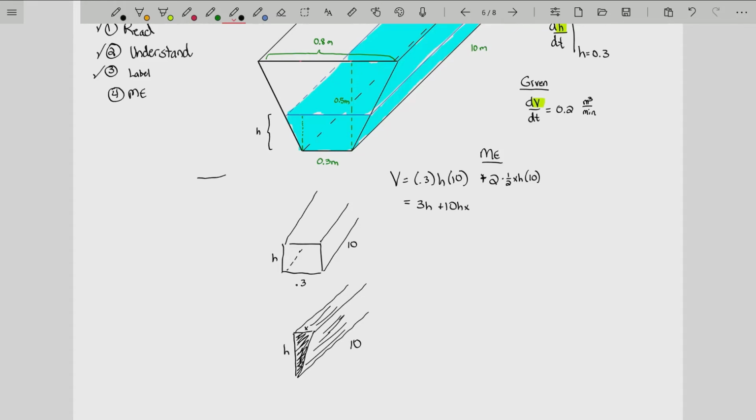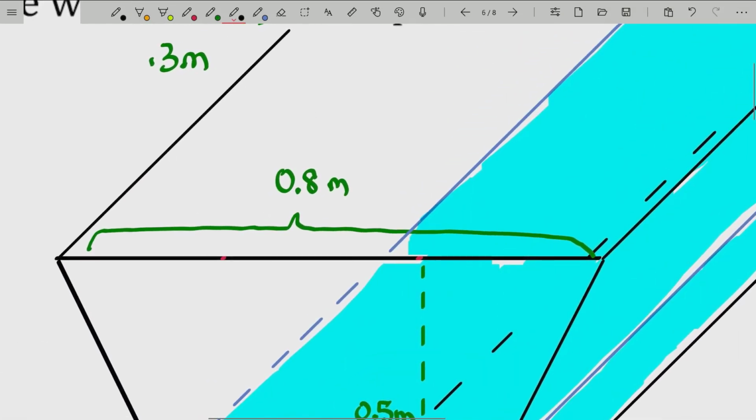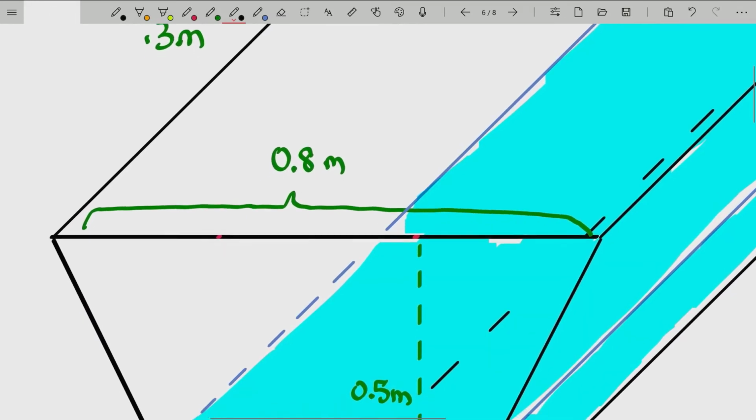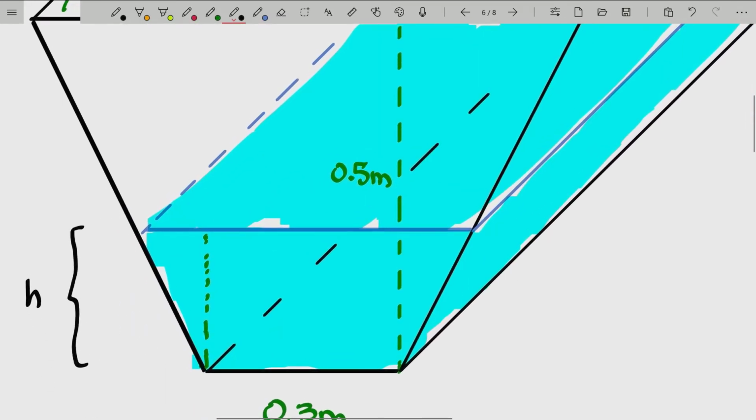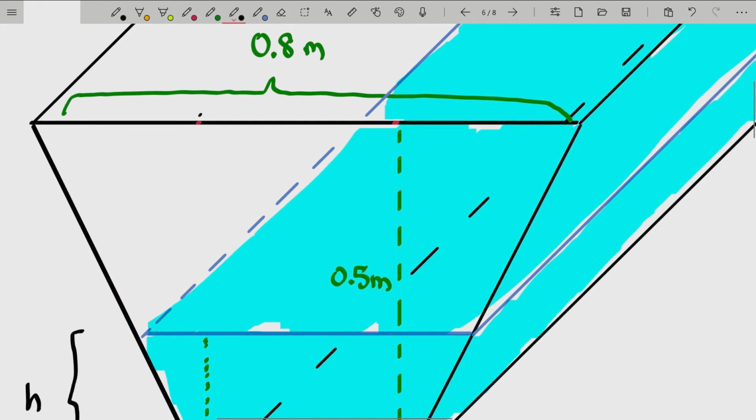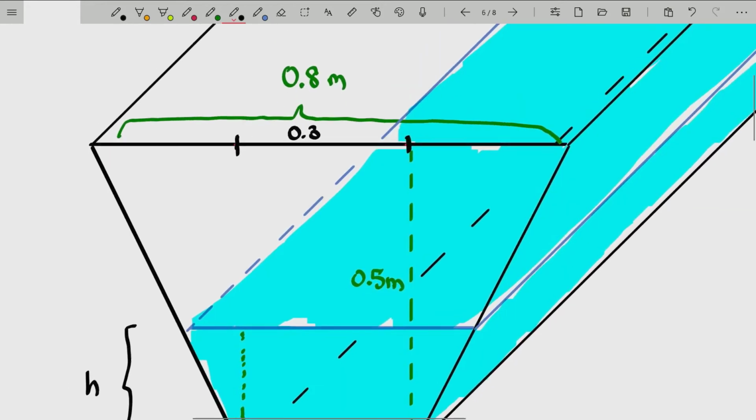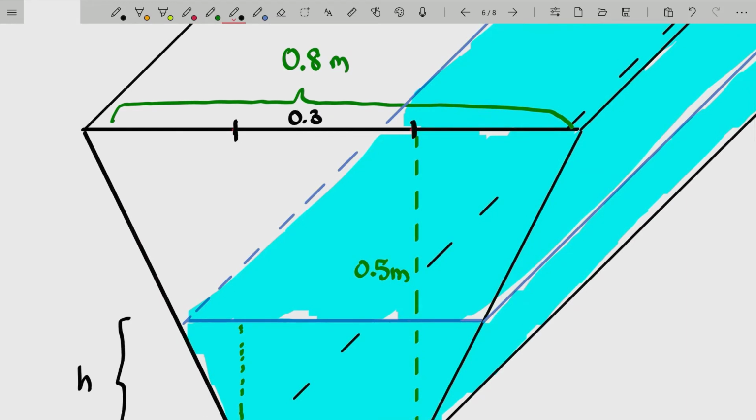So in Calc 2, you're going to use this idea quite a bit. You have this side of your trough, and remember, the top of the trough they gave us as 0.8 meters for a reason. We know that the bottom is 0.3, so from here to here is 0.3 meters. That means we still have a 1/2 meter to split among the other two sides. So this must be 1/4 of a meter, and this must be 1/4 of a meter.